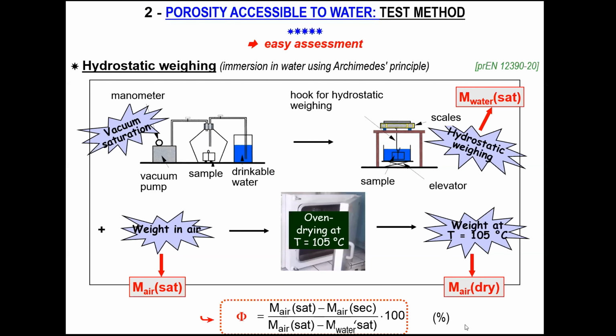And as you can see here, this is very simple to assess. You only need to weigh the specimen, and you will calculate the porosity. So the principle is based on Archimedes' principle. So this is a fourth point. This is very easy to assess.